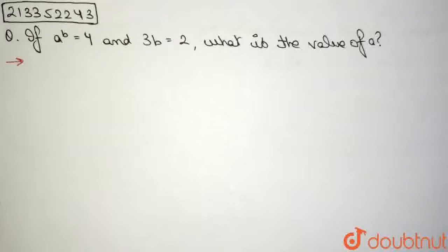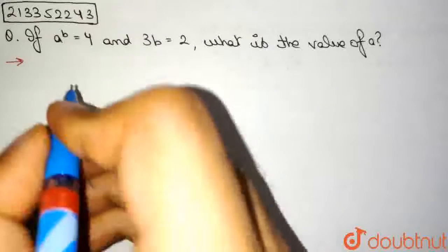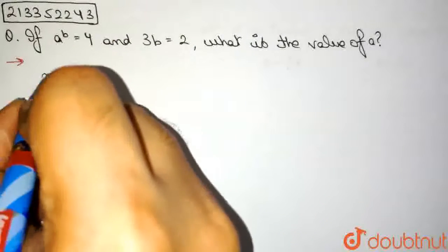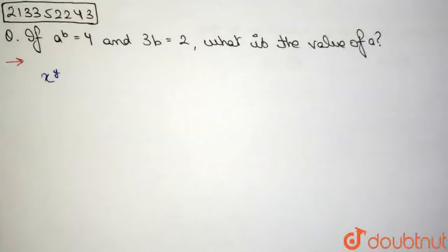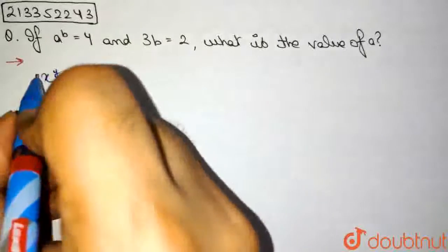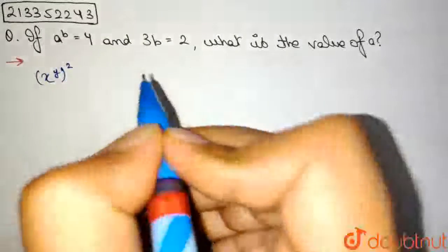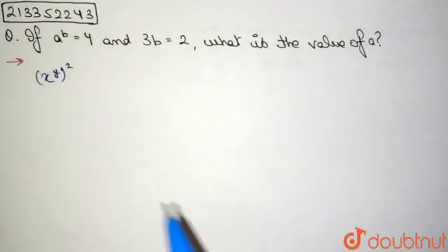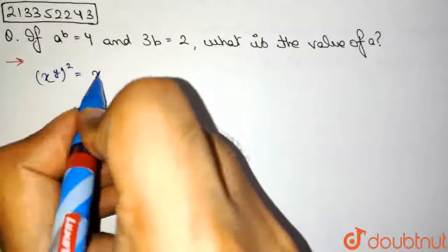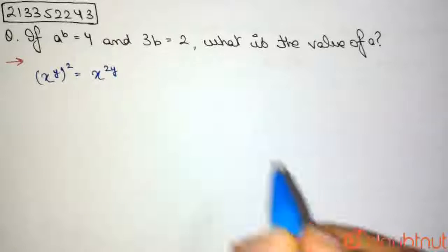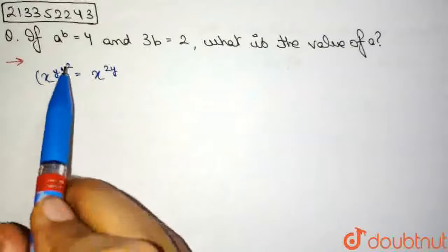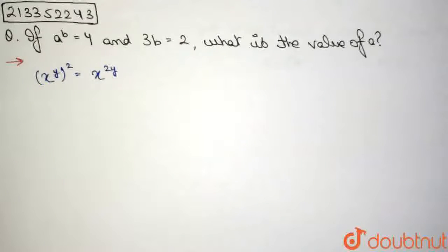Before we get into this question, let us look at one small concept first. Whenever we have something, say, x to the power y, and we are going ahead to find the square of this thing, what does it become? It is nothing but x to the power 2y. So this power actually gets multiplied over here.